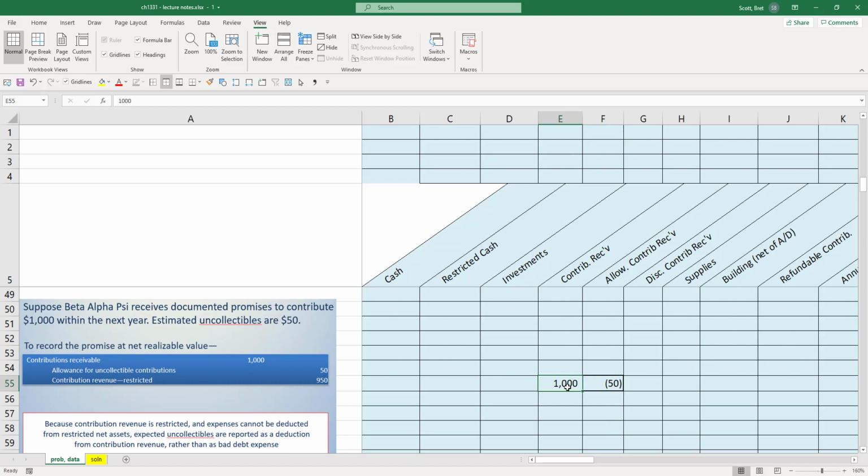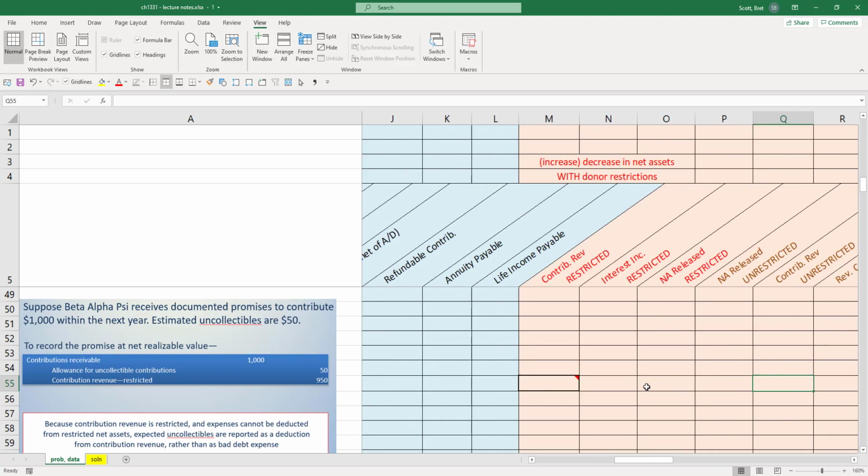We're a not-for-profit corporation. We received a promise of $1,000, but the net is $950. How do we record this? The same way we do with a government agency. We would go all the way over to contribution revenue restricted. And we say $950 is our revenue that we've received, the net realizable value of our revenue. Always want to show in our revenue the net realizable value.